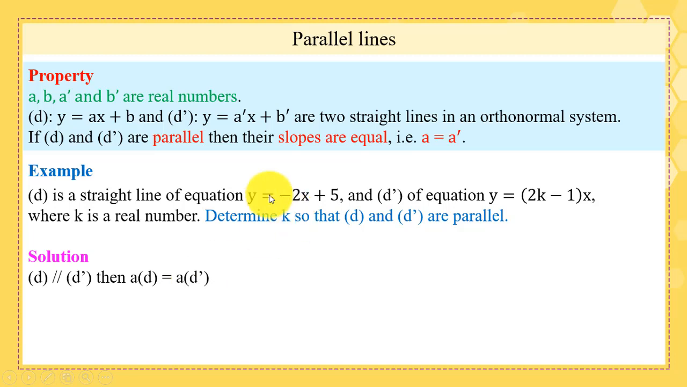The slope of D is equal to minus 2. The slope of D prime is equal to 2k minus 1. We write minus 2 equals 2k minus 1. Isolate k and find k equals minus half. That means if k is equal to minus half, then the straight lines D and D prime are parallel.